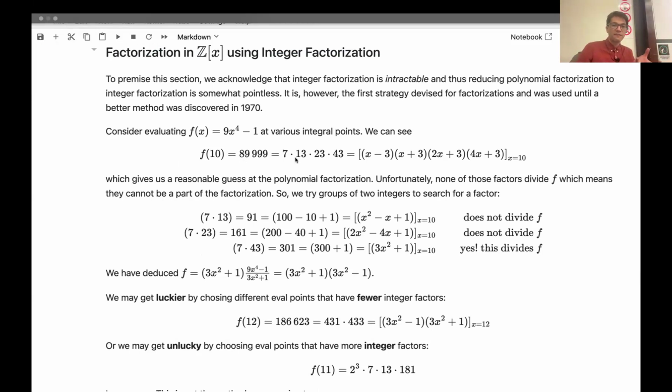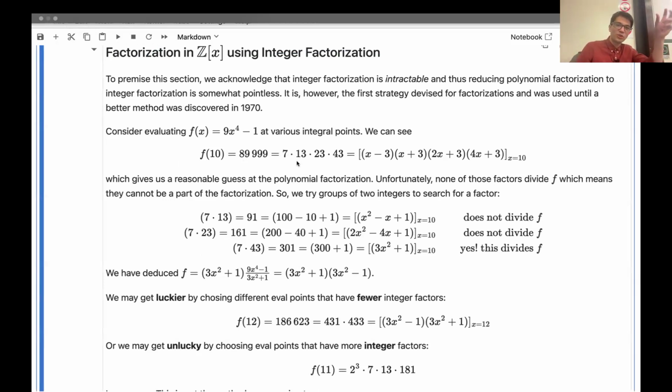So let's look here, maybe this was 7 times 13. Maybe those two things came from the same factor. 7 times 13 is 91. 91 is 100 minus 10 plus 1, which corresponds to x^2 minus x plus 1. Maybe this is a factor of f. Nope. Damn it. Okay, let's try another grouping. Maybe 7 times 23 was actually the factor. That's 161. That corresponds to 200 minus 40 plus 1, which is 2x^2 minus 4x plus 1. Damn it, does not divide f. Let's try 7 times 43. That's 301. That's 300 plus 1, which is 3x^2 plus 1, which does divide f.